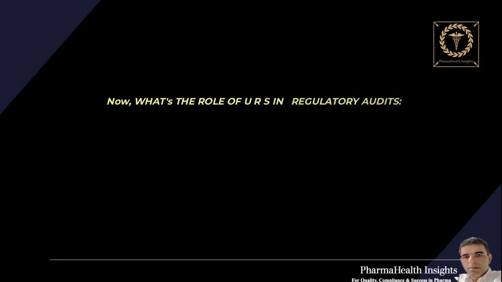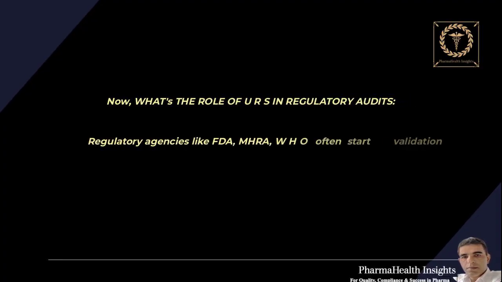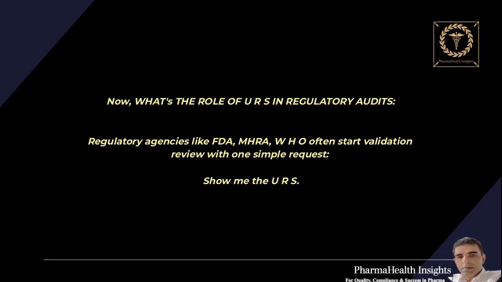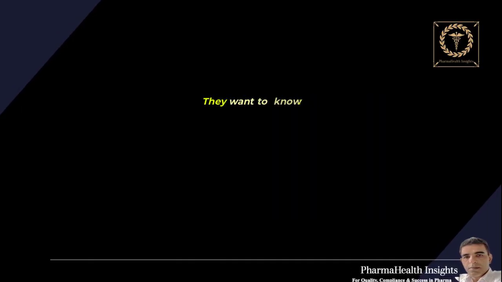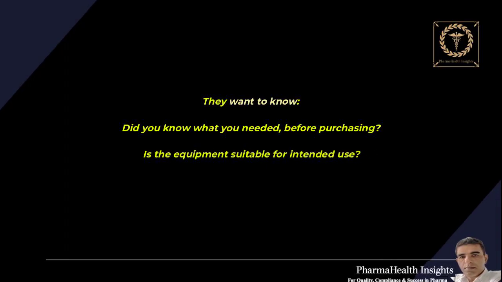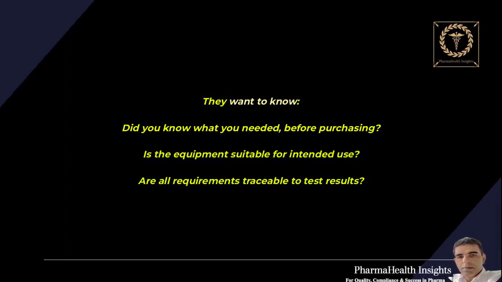Now, what's the role of URS in regulatory audits? Regulatory agencies like FDA, MHRA, WHO often start validation review with one simple request: show me the URS. They want to know, did you know what you needed before purchasing? Is the equipment suitable for intended use? Are all requirements traceable to test results?